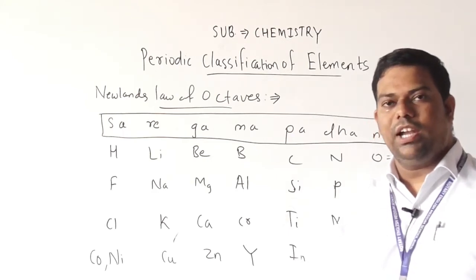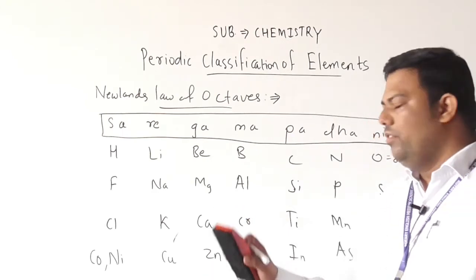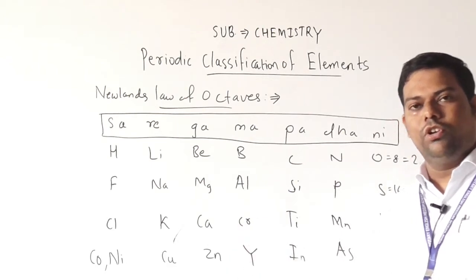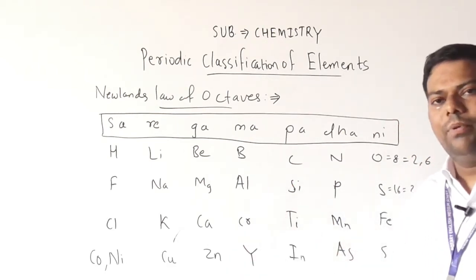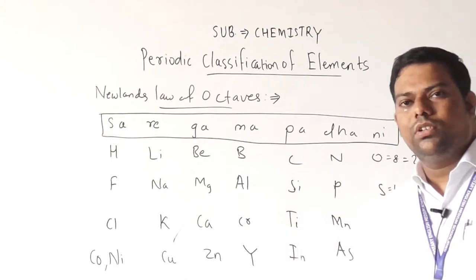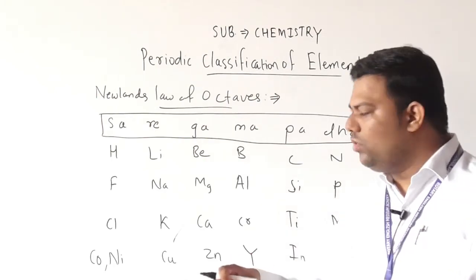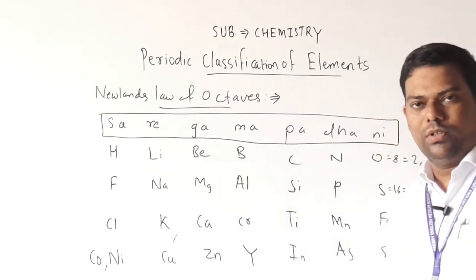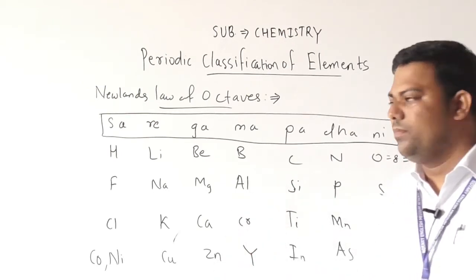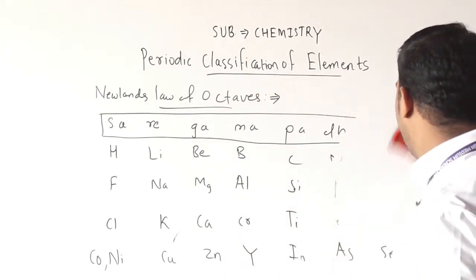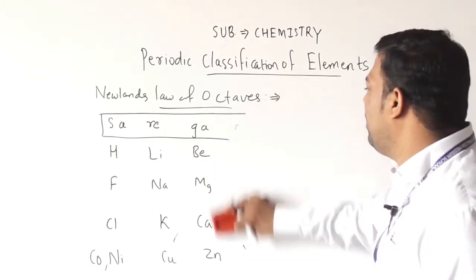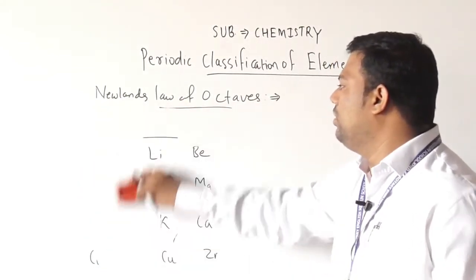Understood. After a limited level it's okay, but whenever the discovery of elements was going on, at that time we needed to work more on grouping. So these are what we have, Newland's law of octaves. I hope you understood all this.